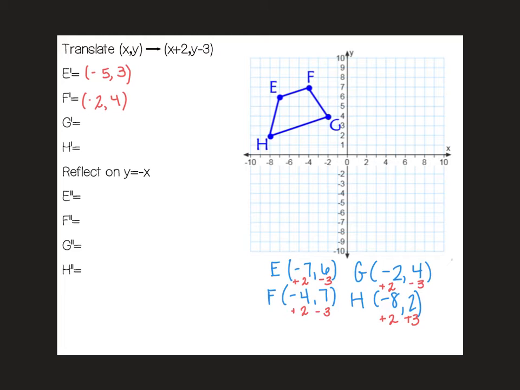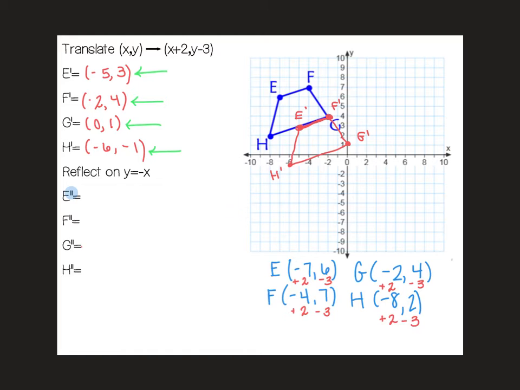For G prime, negative 2 plus 2 is 0. 4 minus 3 is 1. And for H prime, negative 8 plus 2 is negative 6. And 2 minus 3 is negative 1. If you were to graph those points, it should just have appeared on the graph for you. You'll notice that a few of them overlap, and that's completely okay. Again, if you look at the next transformation, you'll notice the double prime, which means that we are going to use these points and not the original points.